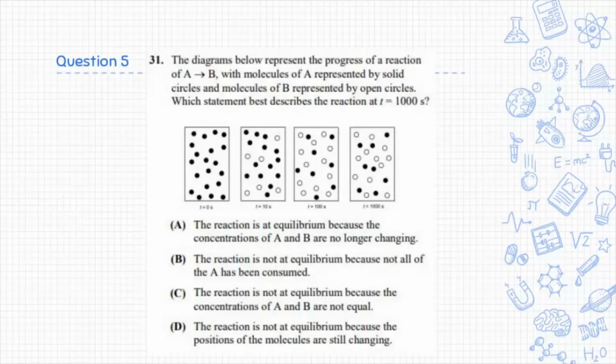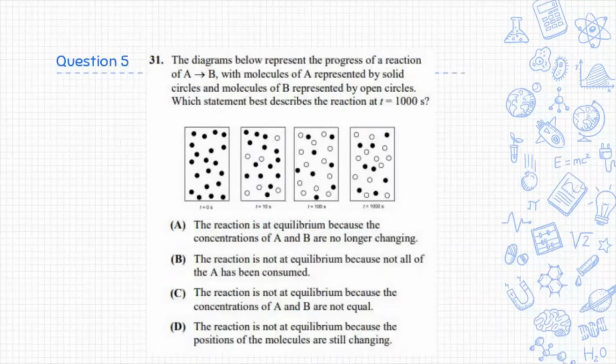So this one went quite a lot better, and I guess it's a lot simpler. We can just start from the bottom of the options and work up. Option D says the reaction is not at equilibrium because the position of molecules is still changing. It's true that the positions of molecules are changing, but it's a dynamic equilibrium, so the molecules can move around and reactions can still occur. So D is not completely true, so we can strike that one out.